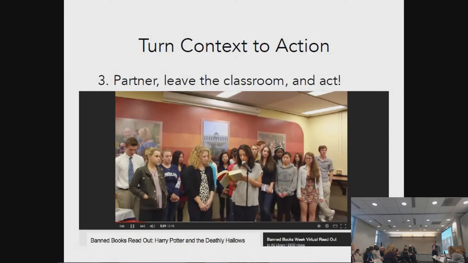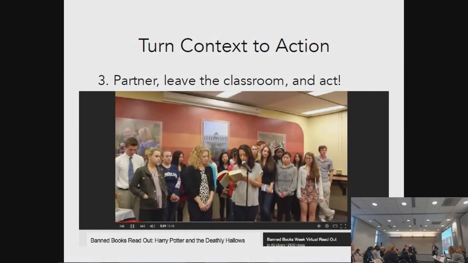I actually asked the library if I could bring my class. I let the students pick the book. Harry Potter was the most banned book of the last 10 years. They picked Harry Potter. This is actually the YouTube from reading the last book. I had them all take the stage. They all signed a waiver. They all volunteered. Anyone who's in here volunteered to do this as an act of participation in free speech.